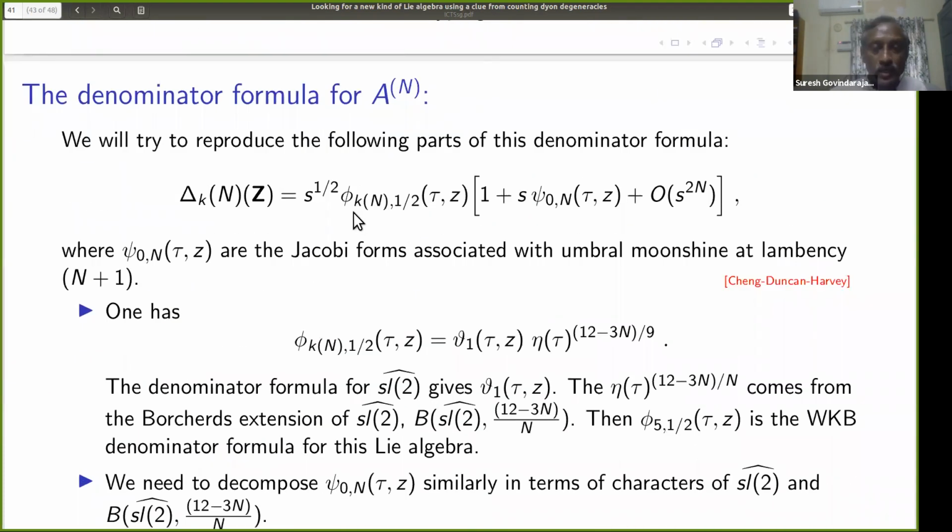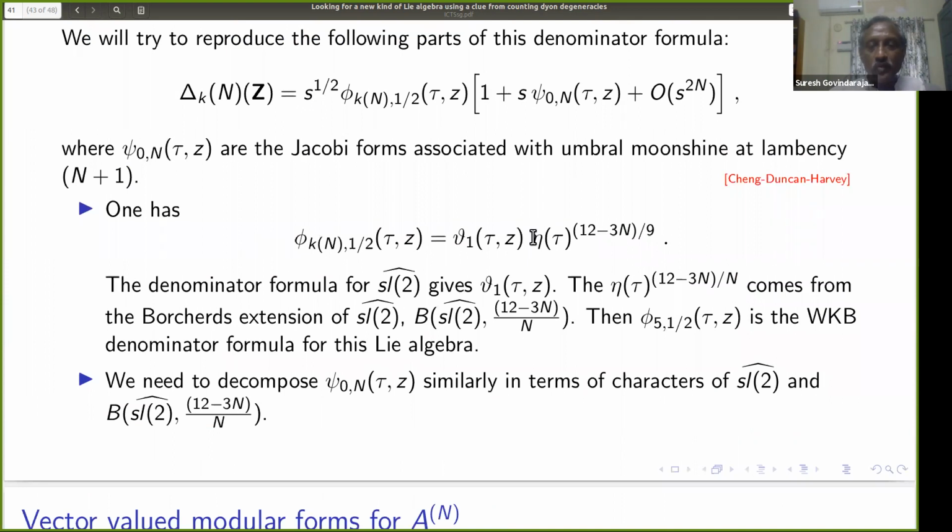We can just go ahead, phi k n half, and then you get now psi 0 n. And so now it's again a Borcherds extension, with this power of eta, which depends on n. Oh, this is not 9, it should be n. I got it right here. And so you can see if you put n equal to 6, something interesting happens, you get a -1.